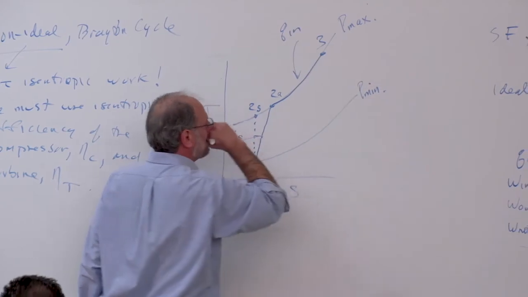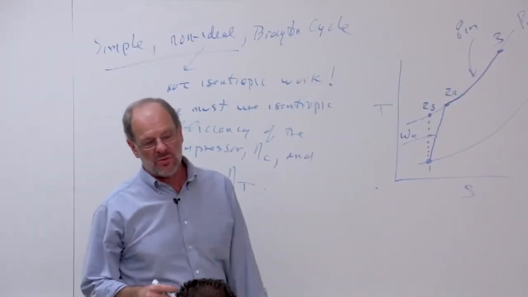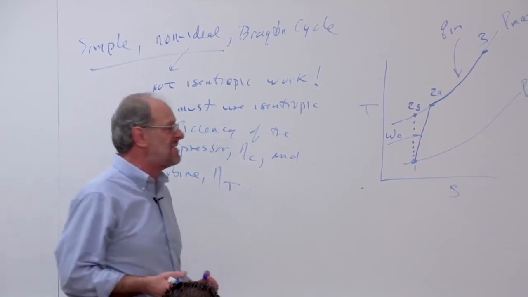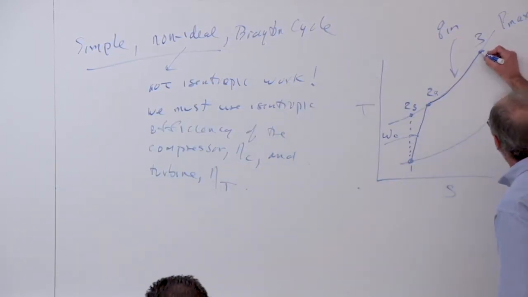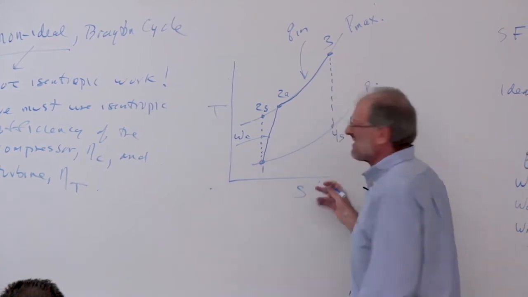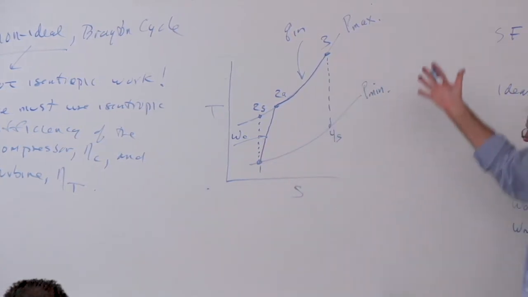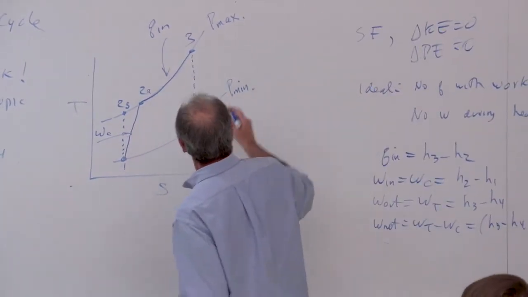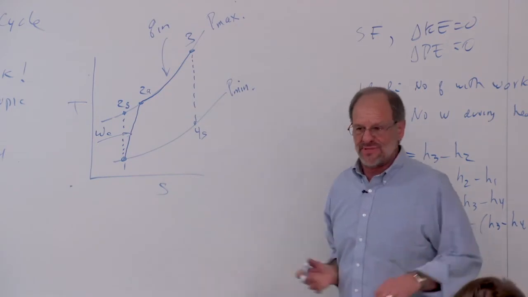So here's my heat input. And now I have the same thing between 3 and 4 as I had between 1 and 2. I will have to analyze it, assuming that it's an ideal process, as I expand through the turbine from point 3 to point 4. In fact, this time I'll just write 4s, right? We know that would be the ideal discharge, just a vertical line. And hopefully that's vertical. But in the real world, entropy increases.